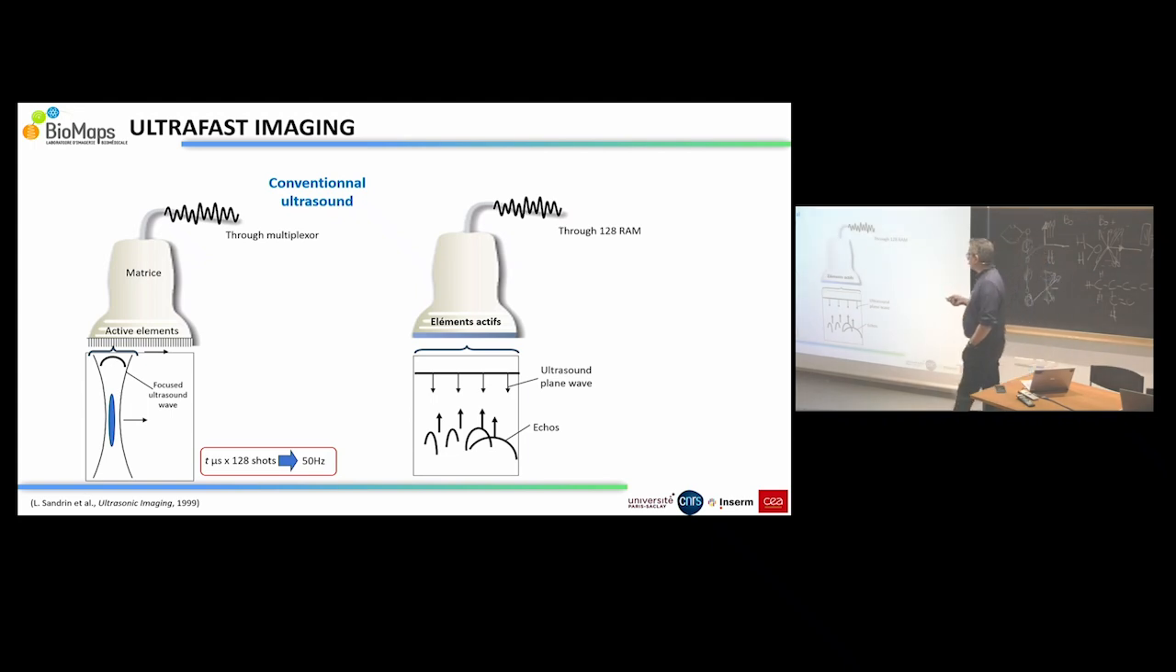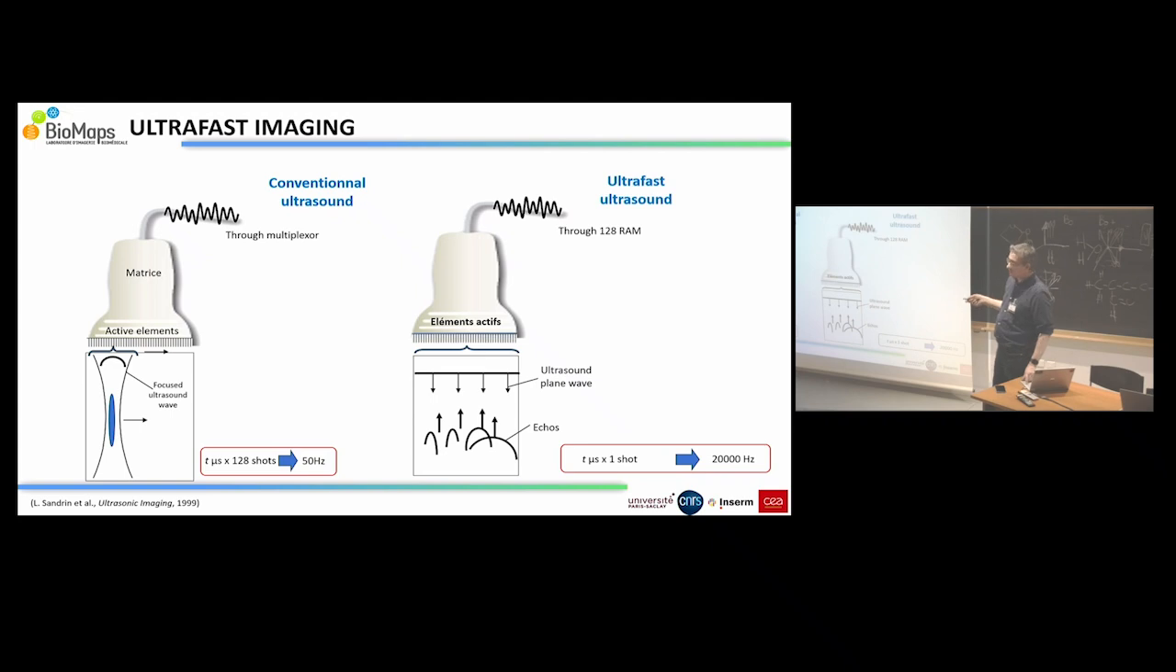Now, if you want to do it in an ultra-fast way, we will activate all the elements at the same time. Like this, you have a plane wave that propagates into the tissue. All scatterers will send back different echoes that you will record in as much memory as you need. And like this, you will need only one shot in order to get an image. So you can reach 20, 30, 40,000 images per second. It depends on the depth you want to image, but classically it's 20,000 images per second.